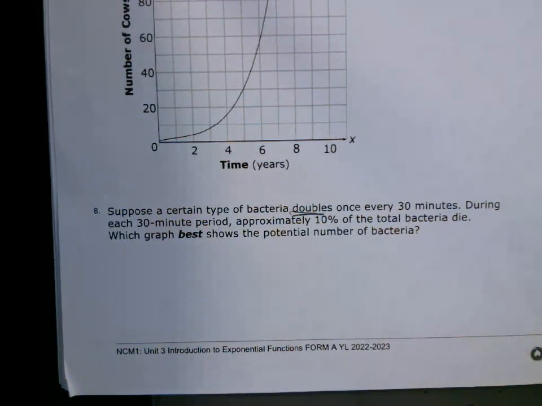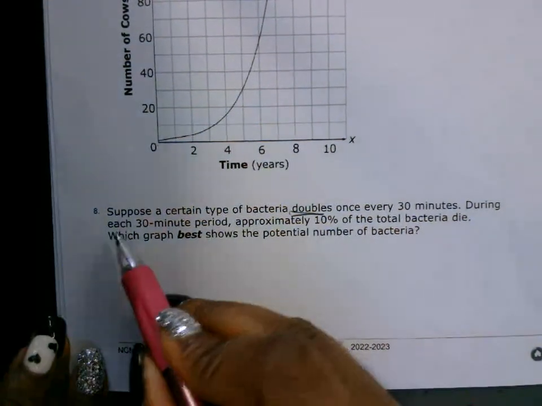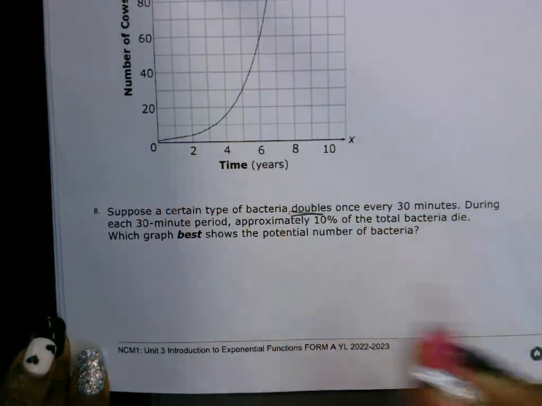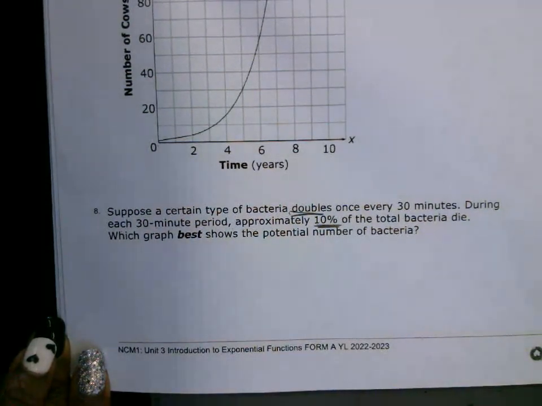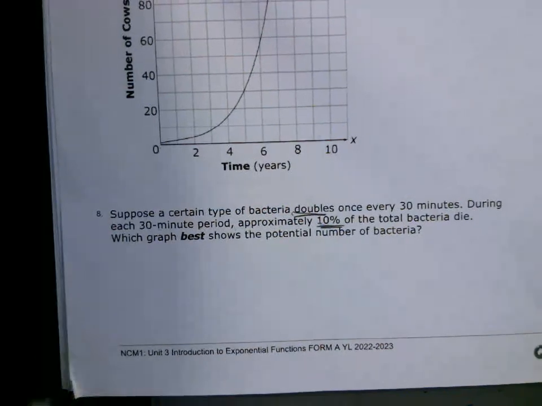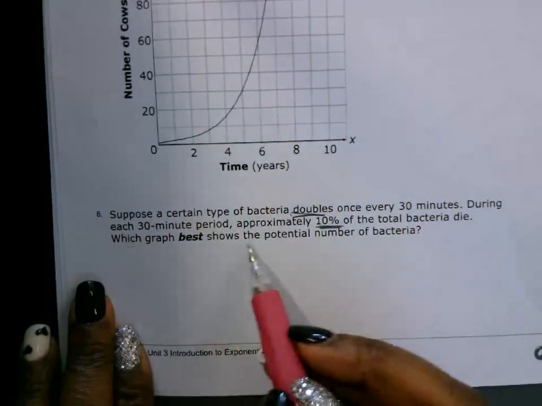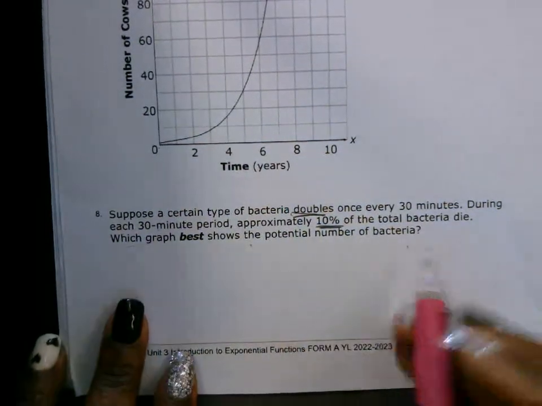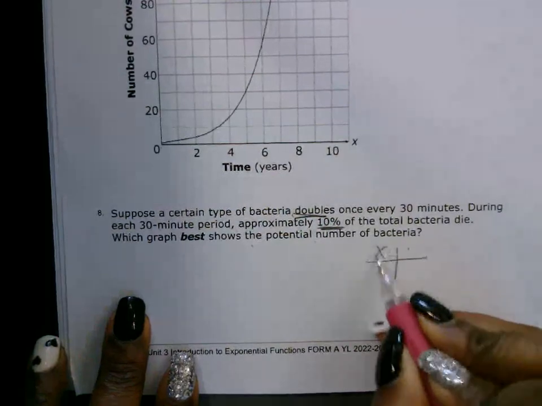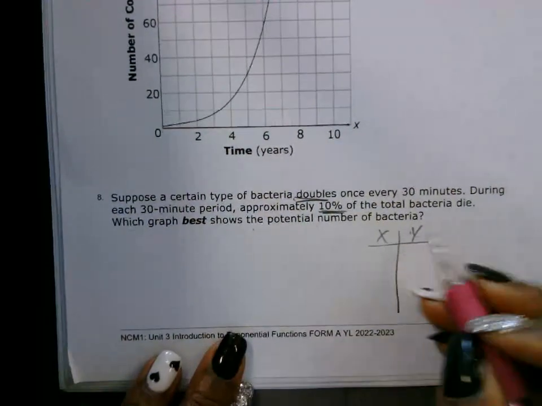120. Do you see that? Every 30-minute increments, okay? During each 30-minute period, approximately 10% of the total dies. So we've got to find 10%, and 10% of that is dying. All right, so let's see which graph shows the best potential number of bacteria.